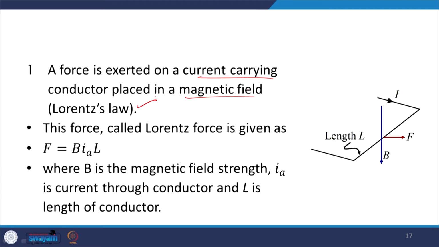This is basically Lorentz law, and this force, called the Lorentz force, is given by B IA L, where B is the strength of the magnetic field, IA is the current through the conductor, and L is the length of the conductor.